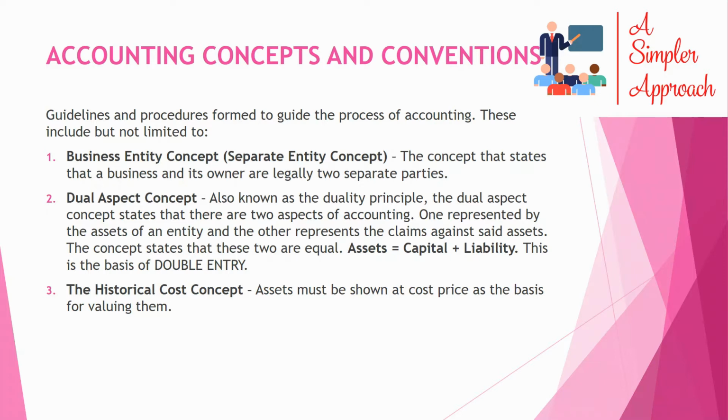Number two, the dual aspect concept. This concept states that there are two aspects of accounting. On one side, you have the assets that are owned by an entity. And on the other side, you have claims against those assets. That statement is justified by assets equal capital plus liability. The assets that are owned by the entity and claims against those assets, which would be capital and liability.